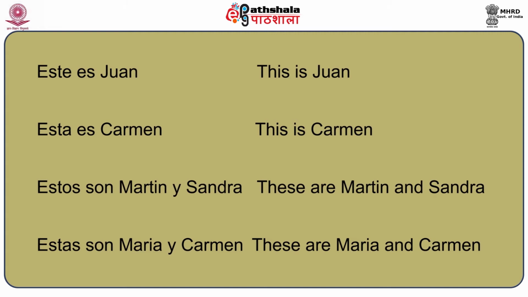If I say esta es Carmen, it means this is Carmen. And if I say estos son Martín y Sandra, then it means these are Martin and Sandra. And if I say estas son María y Carmen, it means that these are Maria and Carmen. So este for male and esta for female. Estos we use for male and female together, and if there are only females, we use estas.